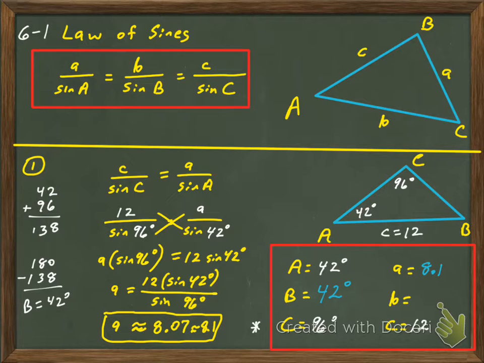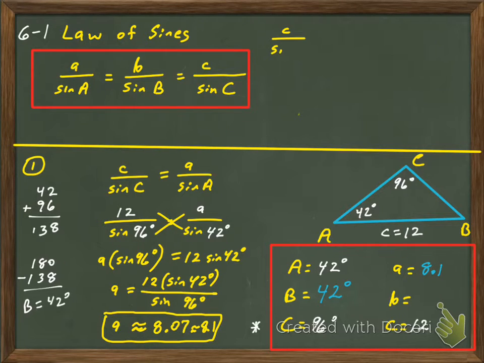Now I'm going to have to do the same thing, but I'm going to have to solve for side B. I recommend you use what's given. Since you're given both side C and angle C, I think I'd use that because if you're using side A, that's an approximation. So I might use C over the sine of C, but this time do B over the sine of B.